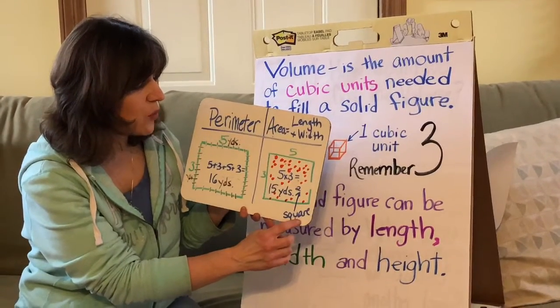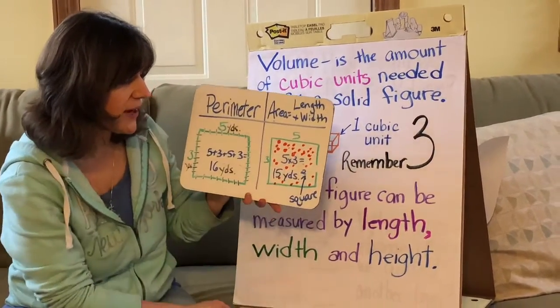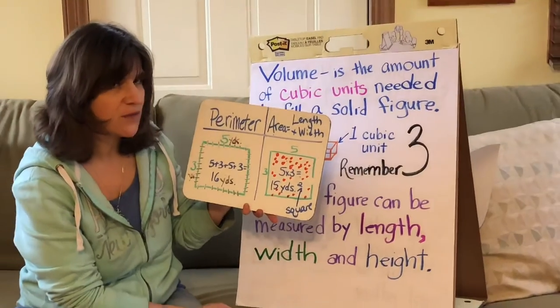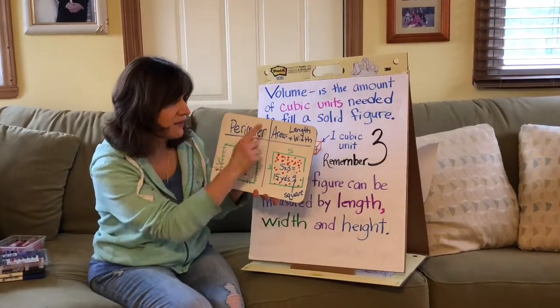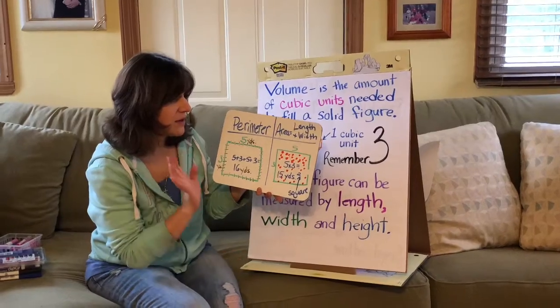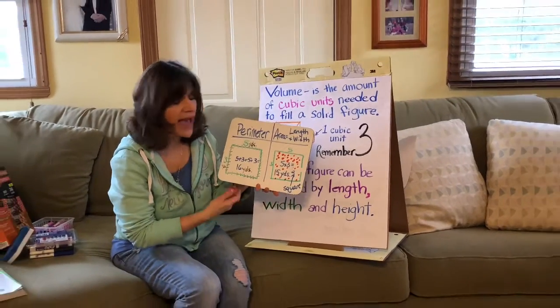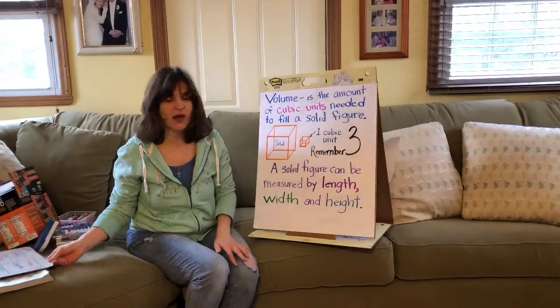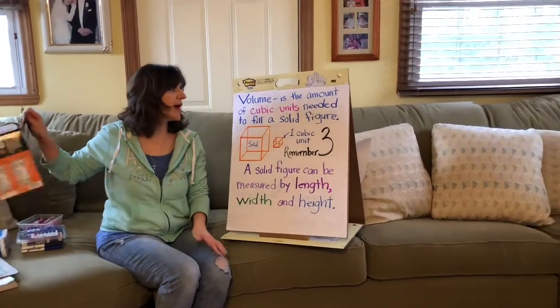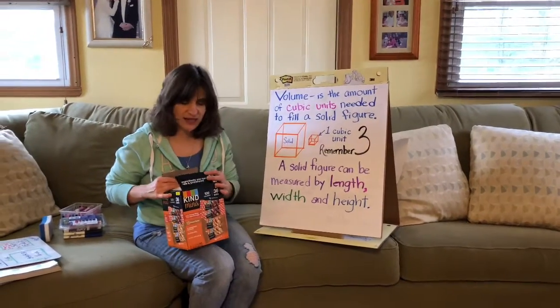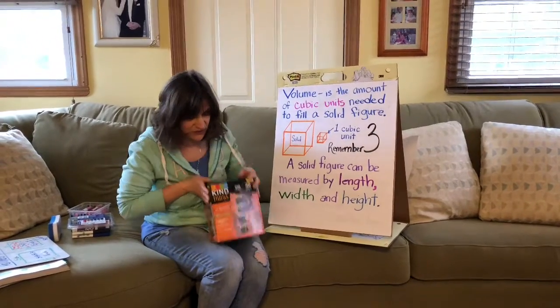See where I said square and there's a little tiny 2 there? That 2 stands for the 2 dimensions of length and width. Now, with that being said, we're going to move on to volume. Volume is when you take, it's not 2 dimensions anymore, it's 3 dimensions.